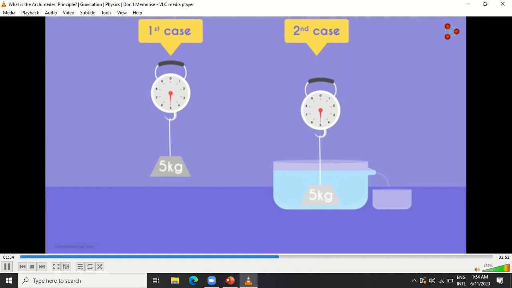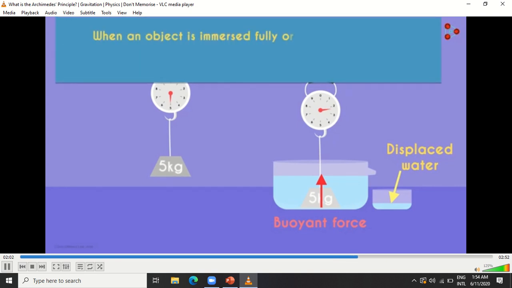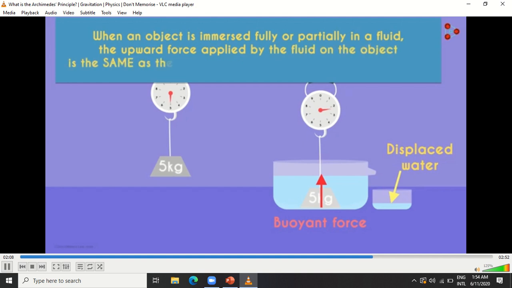Now slowly lower the solid object into the water and you'll see that the reading will be a lower number as compared to the previous case. Why is that? It's because of the buoyant force acting on the object. You'd have also noticed that some water was displaced. Now in this context, we can say that the weight of this displaced water is equal to the magnitude of the buoyant force acting on the object. That's the Archimedes Principle. When an object is immersed fully or partially in a fluid, the upward force applied by the fluid on the object is the same as the weight of the fluid displaced by the object.